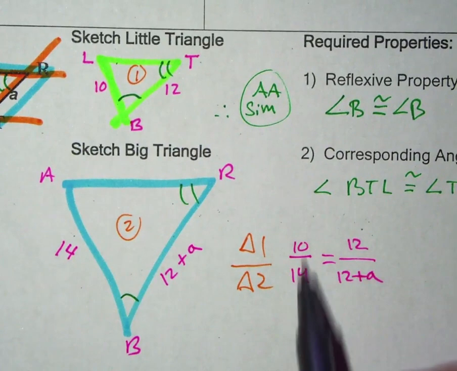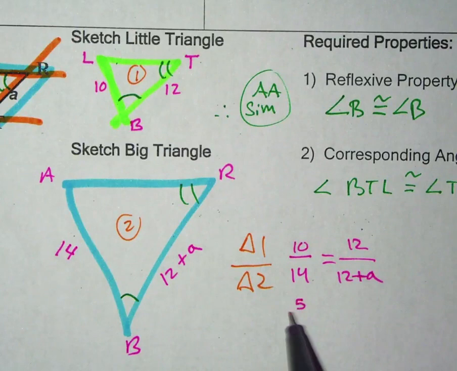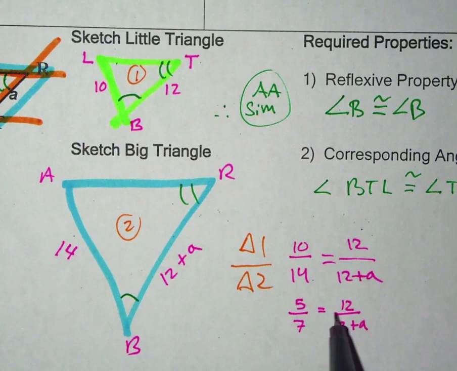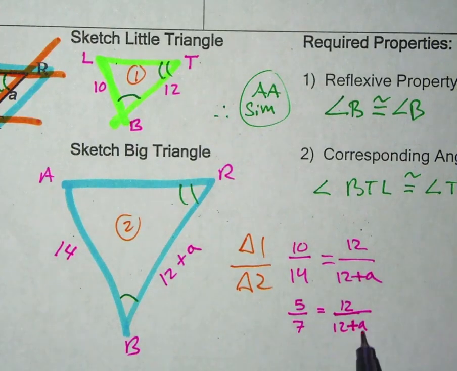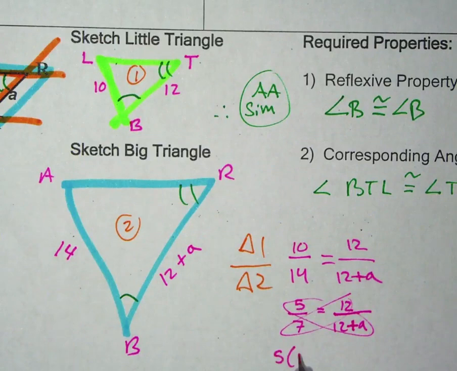Now I can reduce a little bit here, divide them both by 2. I end up getting 5 over 7. Might make this a little bit easier. Do not cross those 12s out. If this was times right here, you could, but you may absolutely not do that because the 12 is also being divided by the A being with that 12 in the denominator. So let's just go ahead and cross multiply. Now when you do, be careful. 5 times the quantity 12 plus A requires parentheses. 7 times 12 is 84. Let's go ahead and distribute, and you get 60 plus 5A is equal to 84.